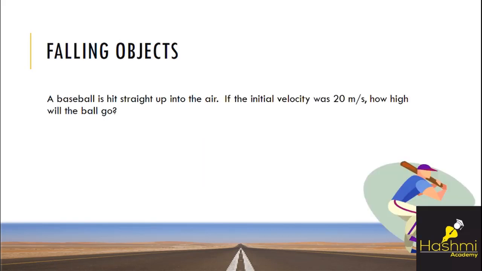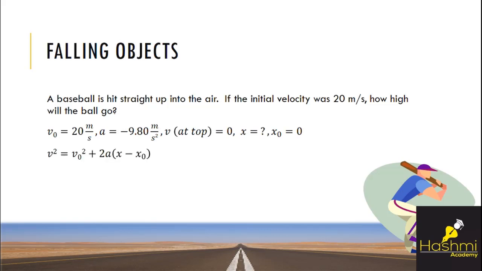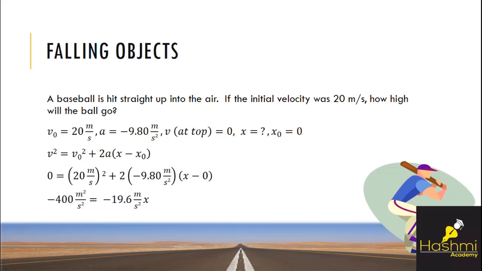Again, if a baseball is hit straight up into the air and the initial velocity is given, how high will the ball go? So you have to find the distance. This is the possible data. You just have to put all the values in the third equation of motion to get the value of your distance. That is 20.4 meters height.